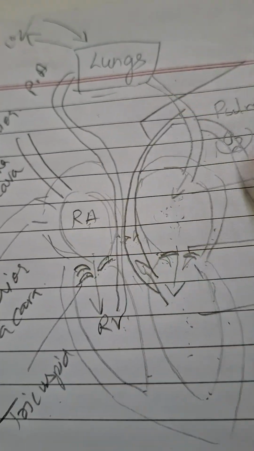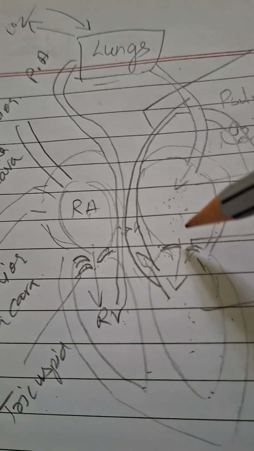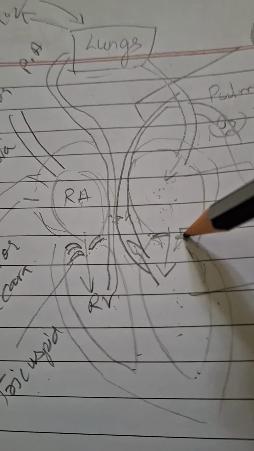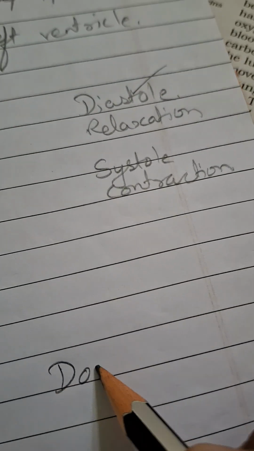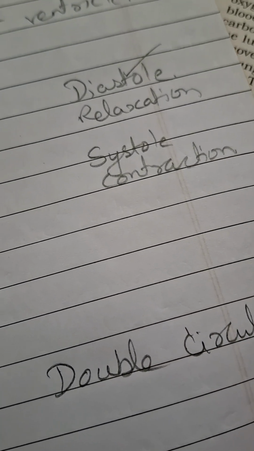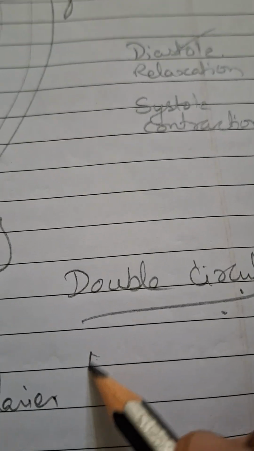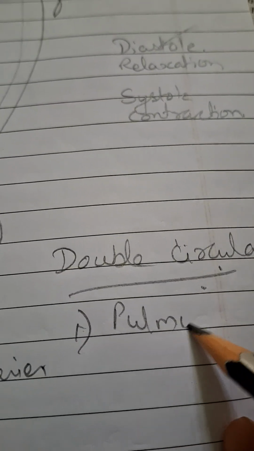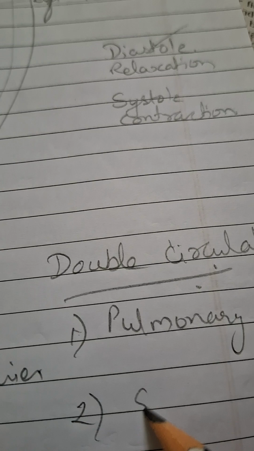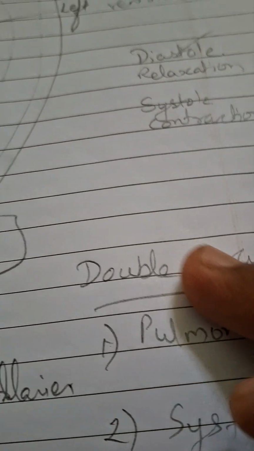Now this type of circulation, where the blood enters the heart and goes out from the heart two times, is called double circulation. The human heart undergoes double circulation because two times the blood is entering. Double circulation has one part, pulmonary circulation, and a second part, systemic circulation. Pulmonary and systemic, these two combine to form double circulation.